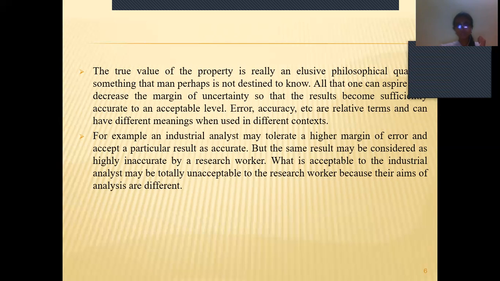But in the case of research work, we should get the same result. If we get any deviation, even a 0.5 difference, the result is not accepted in research work. So let's see what error, accuracy and precision are.